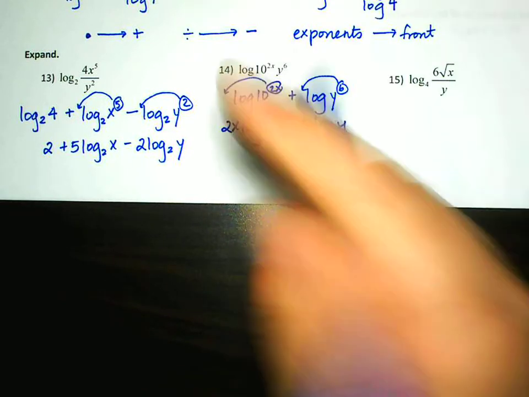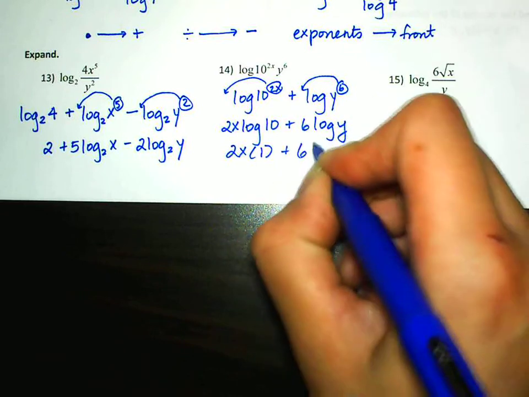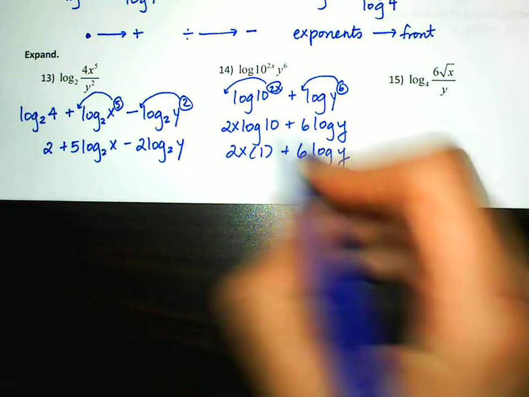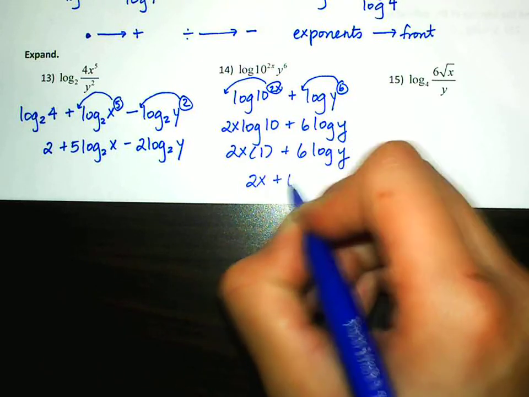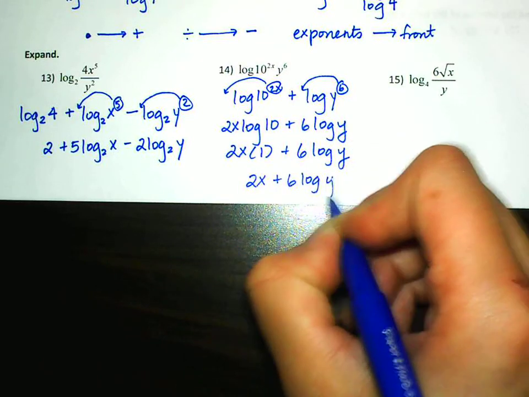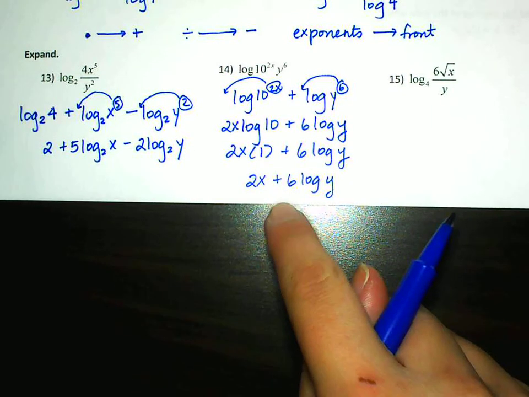So 2x times 1 plus 6 log y. I can just go ahead and multiply those out. That's just 2x plus 6 log of y. That would be my final answer. That's the most expanded and simplified.